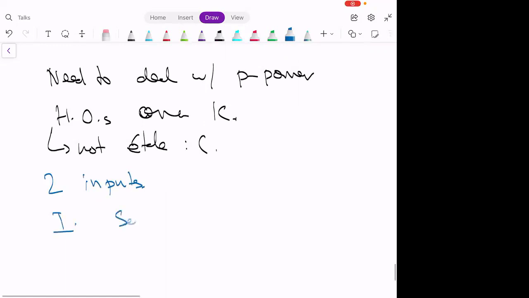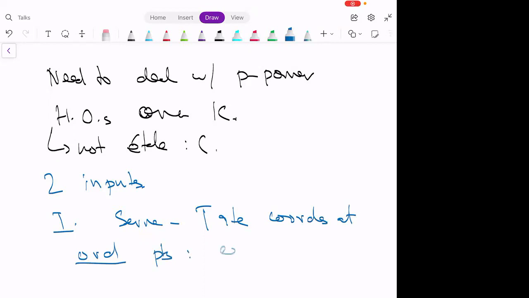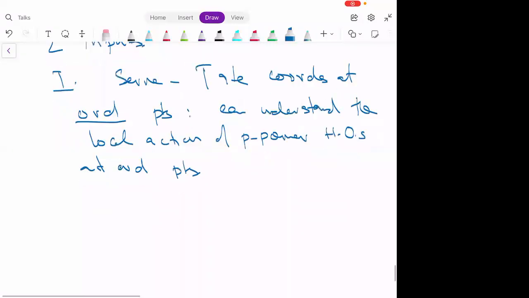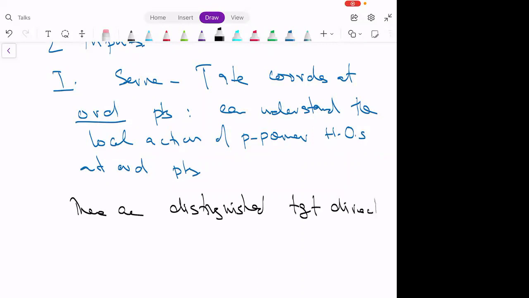The first input is the fact that one can understand the local behavior of the Hecke operators using Serre-Tate coordinates. So Serre-Tate coordinates at ordinary points. Using these, one can understand the local action of p power Hecke operators at ordinary points. In particular, here's what happens to be the truth. There are distinguished tangent directions that come from the Serre-Tate coordinates. And these tangent directions span the tangent space of A_g.